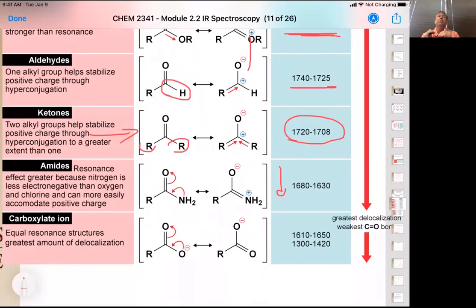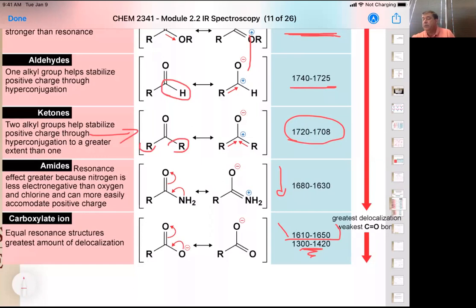But the one that's even more delocalized is the full carboxylate ion, or the acetate ion, for example. It shifts it all the way down to 1610. And then there's another peak way down here at 1300 to 1400 that we typically don't see. But having that be the lowest frequency we have in our carbonyl compounds gives us a lot of power for identifying the functional group just by looking at where that peak falls, okay?